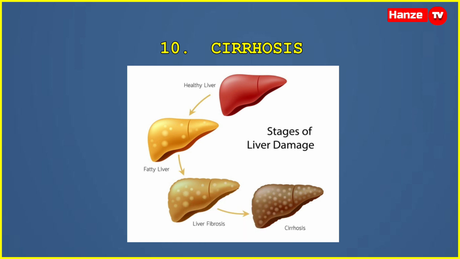A healthy liver filters harmful substances from your blood and sends healthy blood into your body. As substances damage the liver, scar tissue forms. As more scar tissue forms, the liver has to work harder to function properly and may eventually stop working.